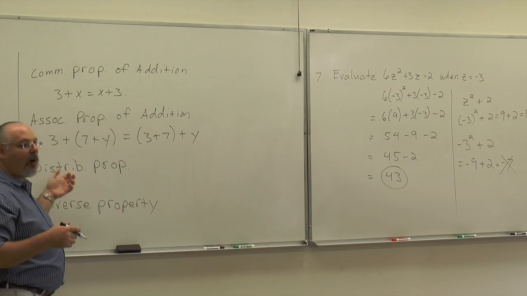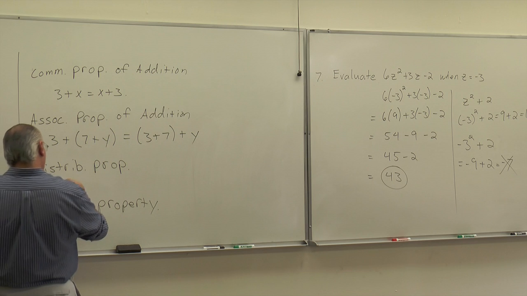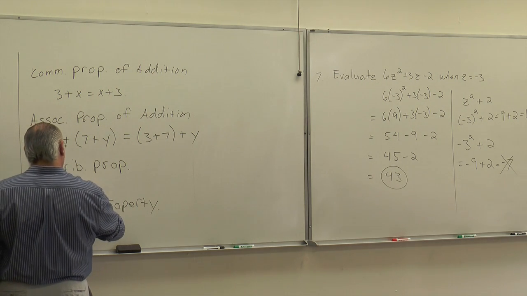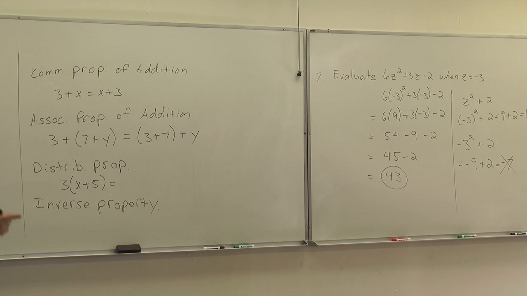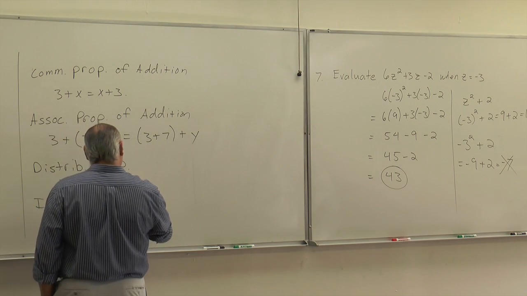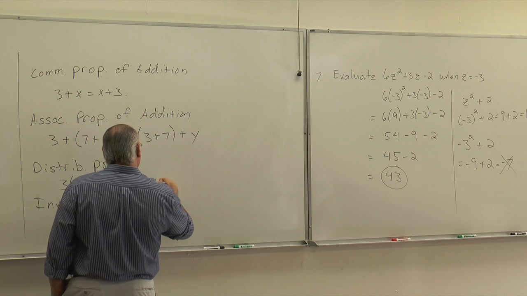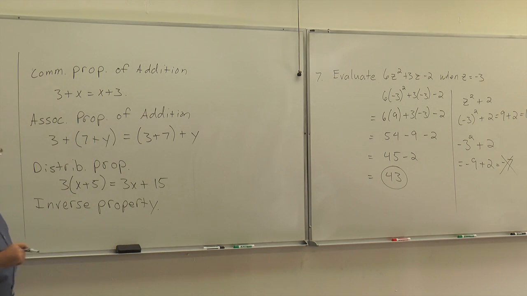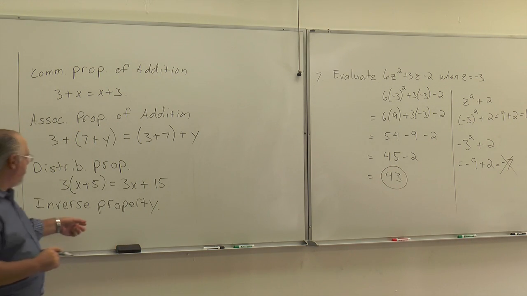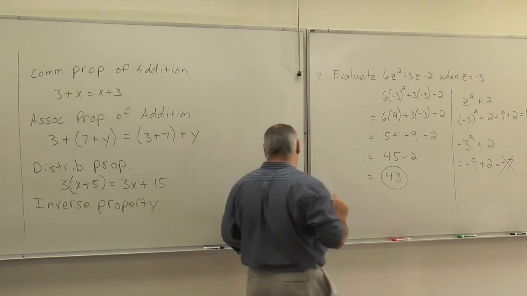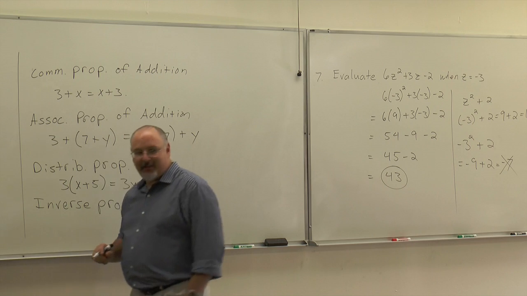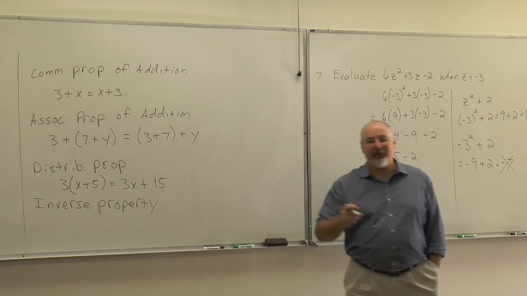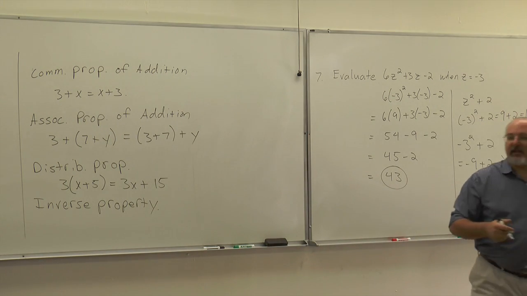The distributive property, I think everyone knows that. That would be like 3 times the quantity x plus 5, and then you distribute the 3, which would be 3x plus 3 times 5 is 15. What about the inverse property of addition? It doesn't say that on the test, or on the review, but it should. Inverse property will say of addition.